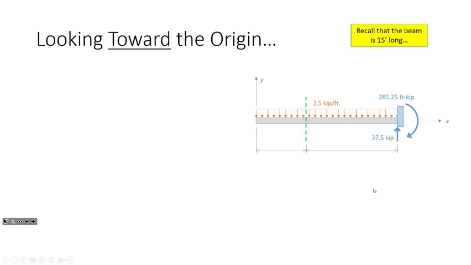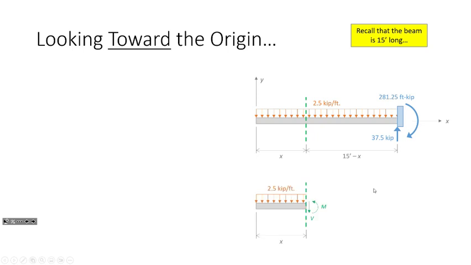Now, let's take this problem and let's cut a section and look towards the origin, or specifically looking towards the free end. Now, I have a little note here. Recall that the beam is 15 foot long. That's going to become important a little later. So I cut a section. Now, hold on. I cut a section. This is x. What's this dimension? 15 minus x, right? So just think about that.